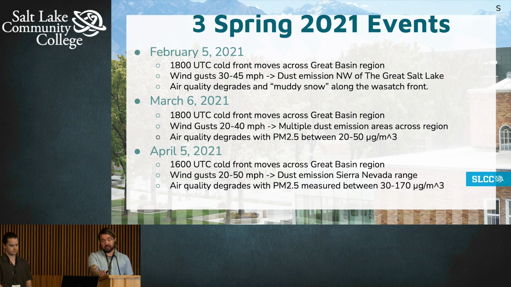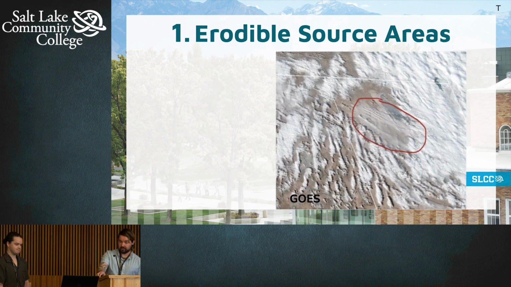The third is April 5th, around 1600 UTC. Same cold front moves across the Great Basin region, wind gusts 20 to 50 miles per hour. And so emission sources for this one are in the Sierra Nevada range. And this one had higher variability in the air quality, with it degrading to 30 to 170 micrograms per meter cubed. Hand this over to Talon.